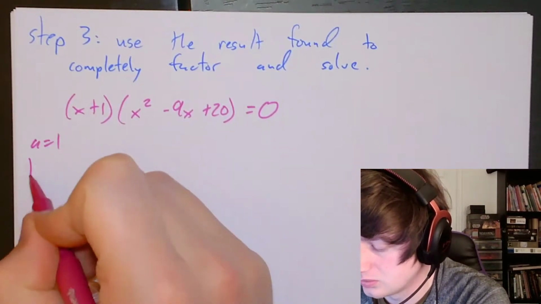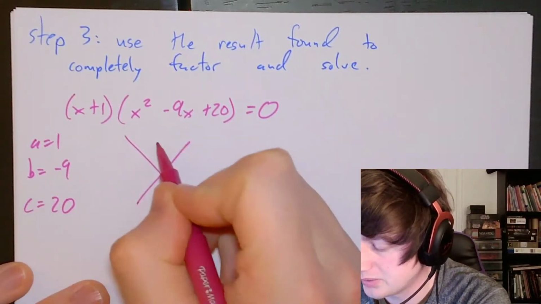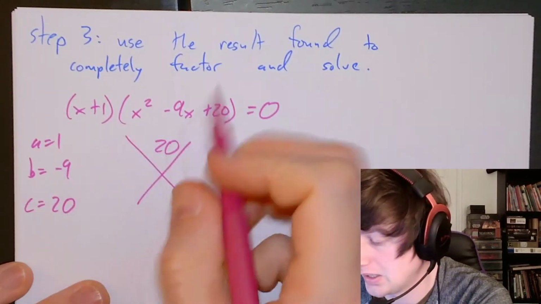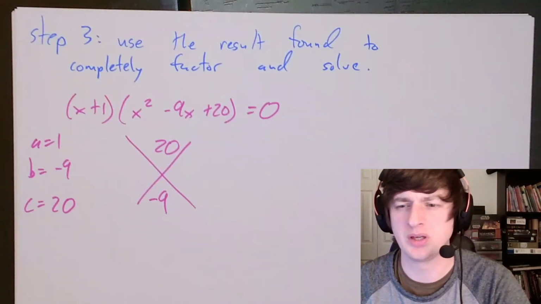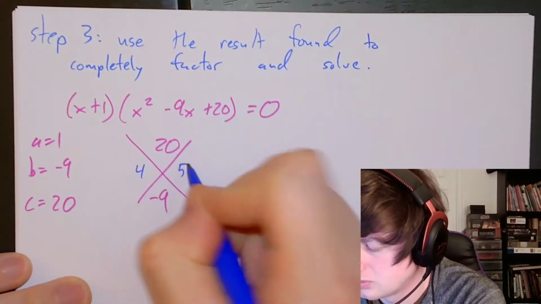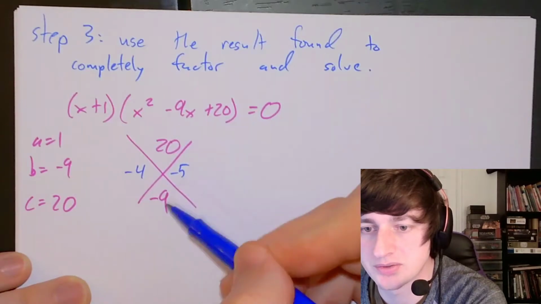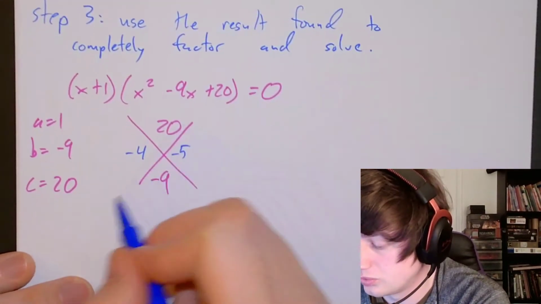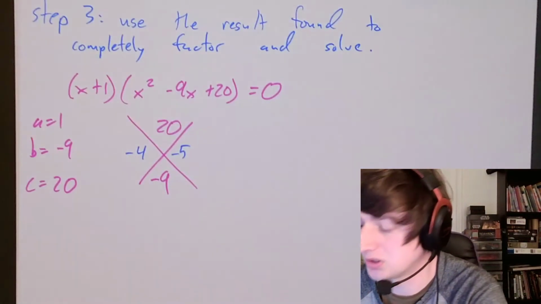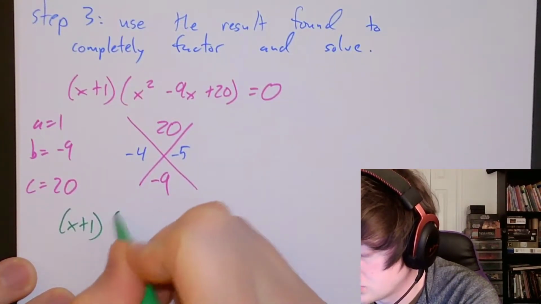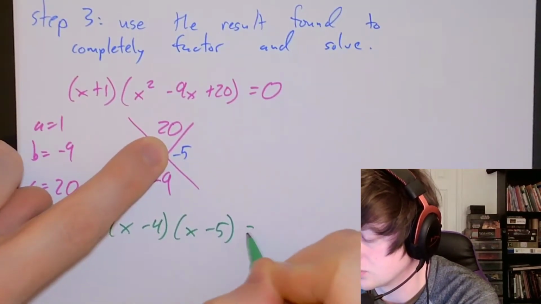A is 1, B is -9 from here, C is 20. We need two numbers that multiply to make 20 and add to make -9. So that's going to be a 4 and a 5, add to make 9, and then they're both negative. Still multiply to make a positive number, but they add to make this negative number. And so this x plus 1 times x squared minus 9x plus 20 becomes x plus 1, x minus 4, x minus 5 equals 0.